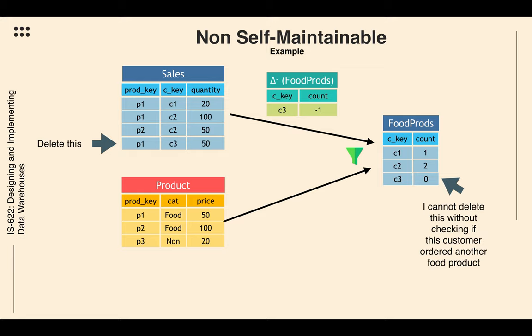So I have to go back to my sales table, look at the sales table, find information if that customer did not order anything which is related to it, and then delete it. So I cannot delete it immediately. So that's why the food products view is not maintainable for deletion on sales. So that's why it's not self-maintainable. If it is self-maintainable, it has to be maintainable without looking back on the other information from other tables.